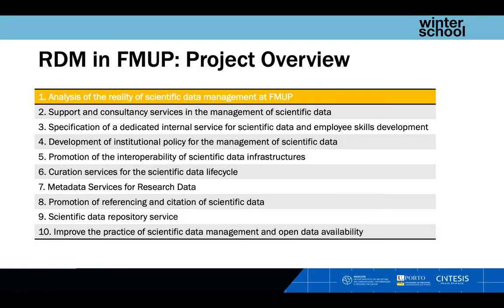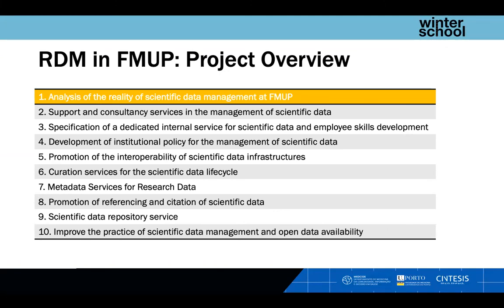In terms of what we are doing here in the Faculty of Medicine, since September of 2021, myself as the person in charge of knowledge management here in the Faculty of Medicine, I set the objective to have this data management service up and running in 2022, this year, because I know that this is one of the requirements that our researchers need in order to tackle the requirements from the funding agencies, the publications and the journals. So we set a project that has several steps.